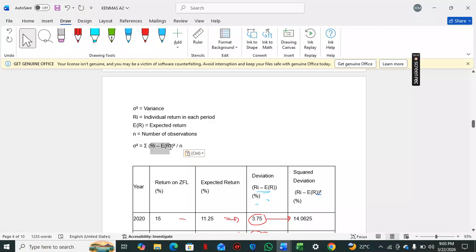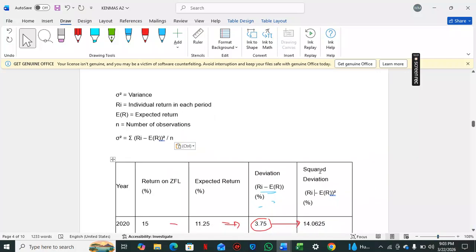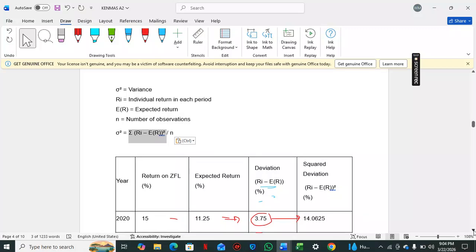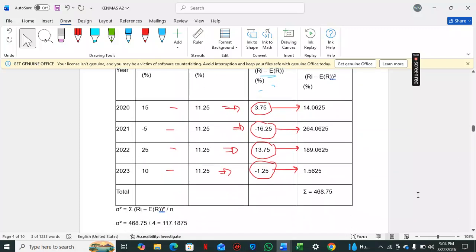This RI minus ER, these are the deviations here. Then you can see we have to square. On the formula you see a square, that's what we're doing, we're squaring the deviations. Then this sigma means you add up all of this. So these squared deviations, you add them up.